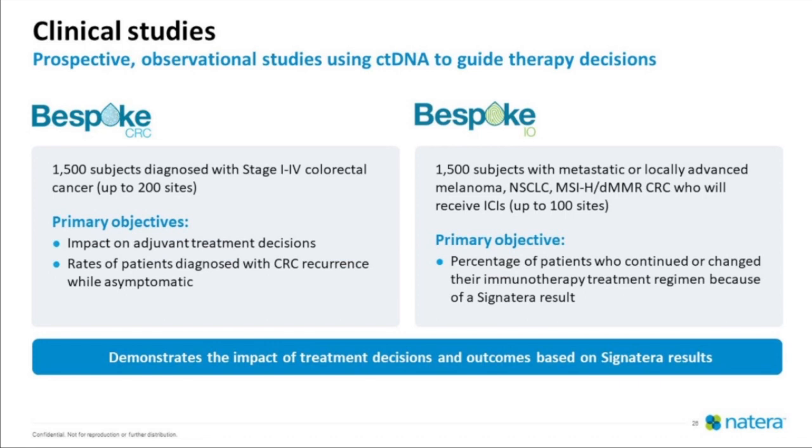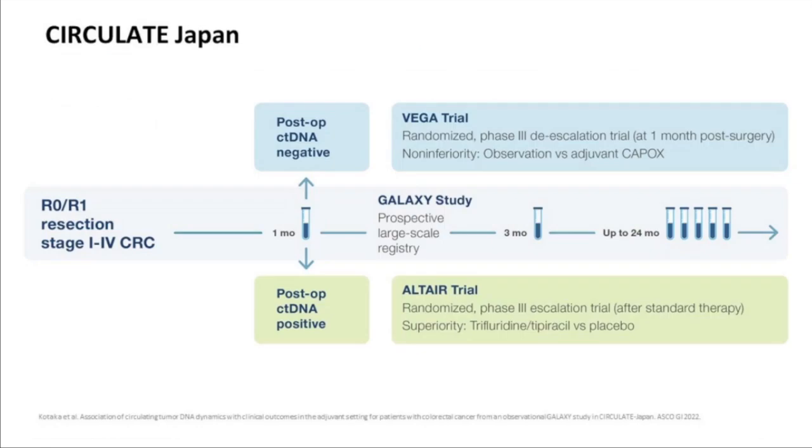Two clinical studies that are prospective trials that are currently accruing are Bespoke colorectal and Bespoke immunotherapy, or IO therapy. It's about 1,500 patients aiming to accrue in both studies, in 200 sites on the colorectal cancer side and 100 sites on the immunotherapy side. On the colorectal cancers, obviously the impact on adjuvant treatment decisions is similar to the Circulate trial that I just mentioned. And on the immunotherapy trial, based upon the data that I presented earlier, showing clearance of ctDNA in patients who receive immunotherapy have amazing overall survival benefits, this is looking at outcomes in that particular setting as well.